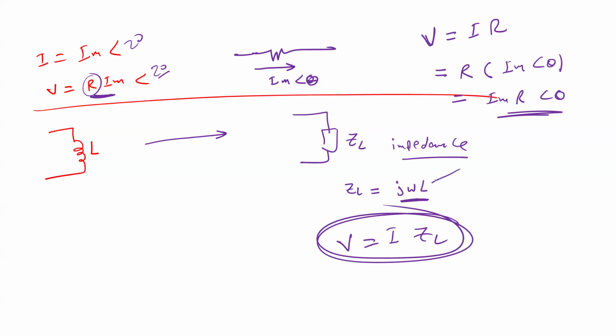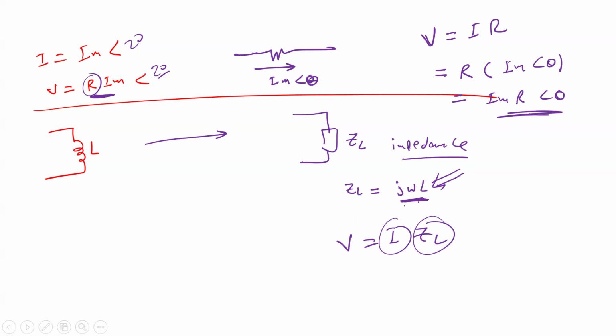For sure this is a complex number. That's why when I multiply by a complex number, which has an angle, with the angle of I, this will change the angle of V. Anyway, I will give you more details later. But for now, if you have an inductor, all you have to do is calculate the impedance of L in the complex domain, which is j omega L. Now I can apply Ohm's law: V equals I times this impedance.